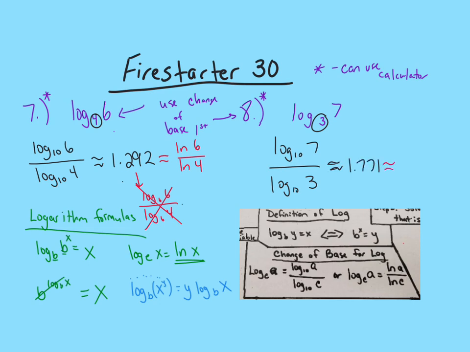Like I said, if you don't like that, you could always use the ln, where you could do ln of 7 over ln of 3. Alright? And just to double check, I put ln of 7 divided by ln of 3. It gives me the same exact answer. So that works. So that's it.